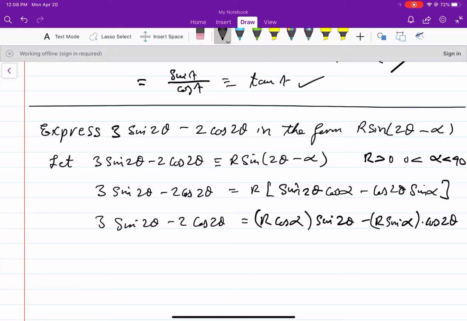And then we'll equate the coefficient of sine 2 theta and cos 2 theta. The coefficient of sine 2 theta on the left is 3. Coefficient of sine 2 theta on the right is r cos alpha. Equate them and you get r cos alpha is equal to 3. Coefficient of cos 2 theta on the left is minus 2, and on the right is minus r sine alpha. If we throw away the minuses on both sides, we'll just get r sine alpha is equal to 2. And now I have two equations and two unknowns to solve.